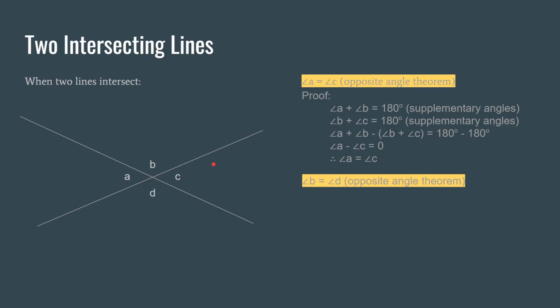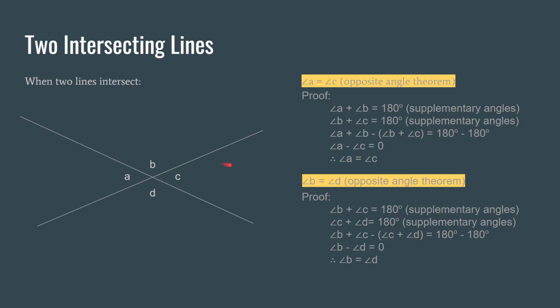Angle B is also equal to angle D, and similarly we can prove that. Angle B plus angle C equals 180 degrees because they're adjacent and supplementary. Angle C plus angle D is also equal to 180 because they're also adjacent and supplementary. Angle B plus angle C minus angle C plus angle D is equal to 180 minus 180. This means angle B minus angle D is equal to 0. Therefore, angle B is equal to angle D.